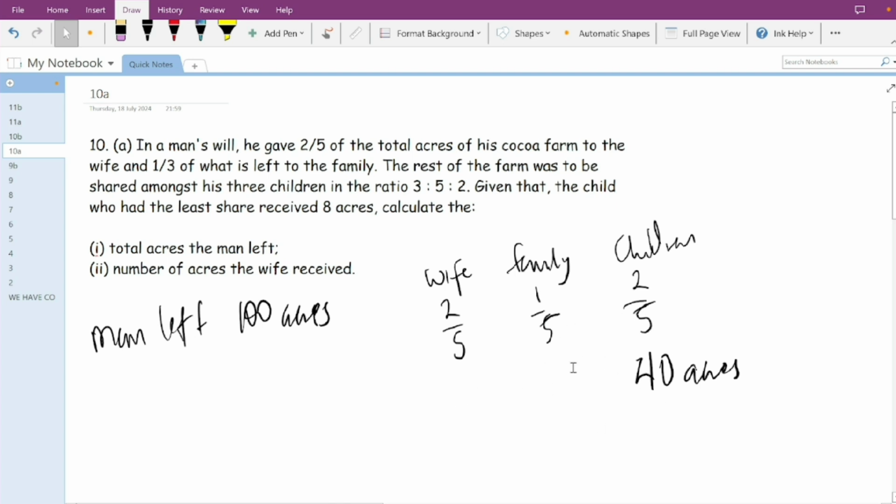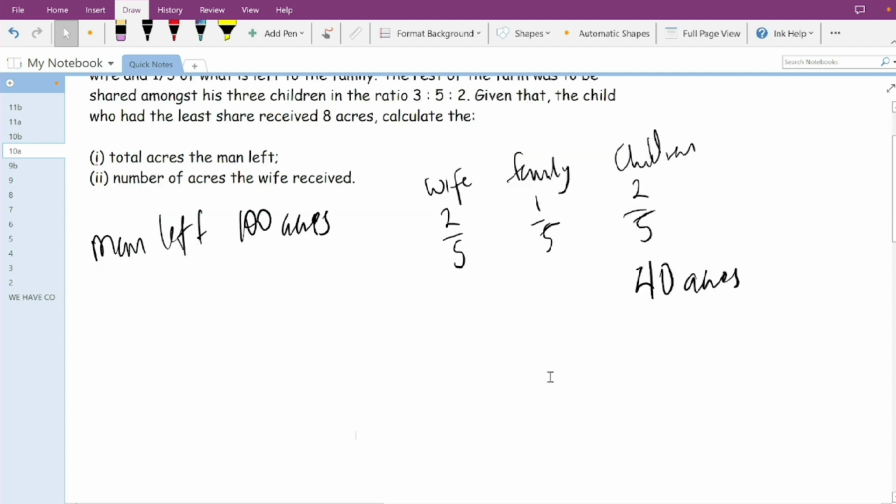And this can be applied when it comes to OBJ questions, where you don't need to show your working. But in this case, we need to show our working. We need to show the actual amount of acres the wife got using the proper method, so we can get our marks as we get this particular question. To get the wife's share in acres, the wife's share in acres would equal the fraction of what the wife got times the total number of acres the man left behind.